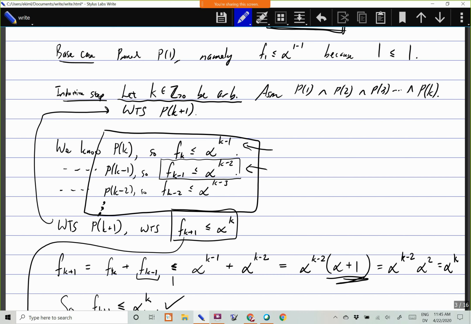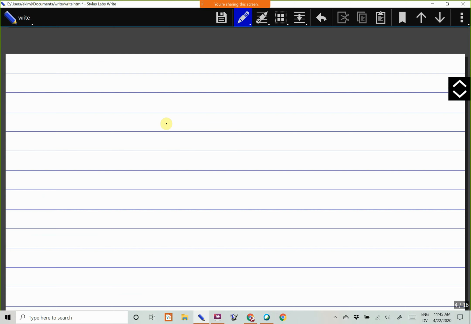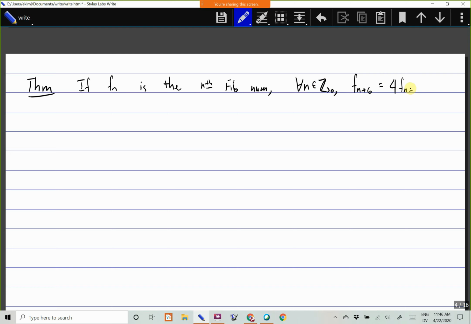Okay. I know it's 9 minutes, but should we maybe just start on another one? See where we get. I don't want to rush through it, but just see where we get on another strong induction question, just to get exposure to another problem. So if f sub n is the nth Fibonacci number, then for all n in positive integers, f sub n plus 6 is equal to 4 times f sub n plus 3 plus f sub n.